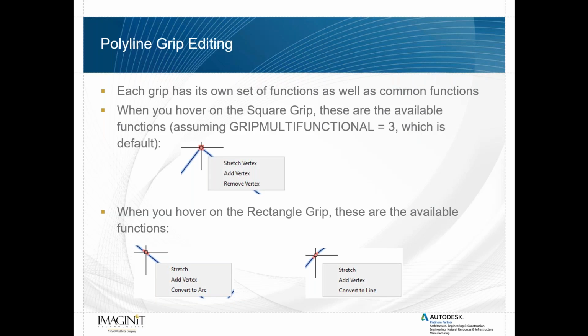And when you hover on the rectangle grip, you'll see I can stretch, add, or convert to arc, or convert to line, depending on what we are selecting. So if you are on a line segment between 2 vertices, you get the convert to arc.